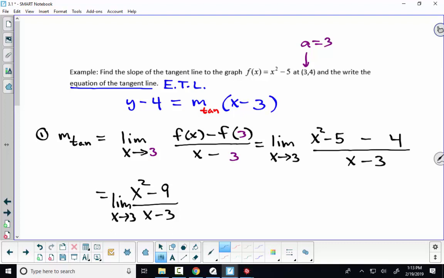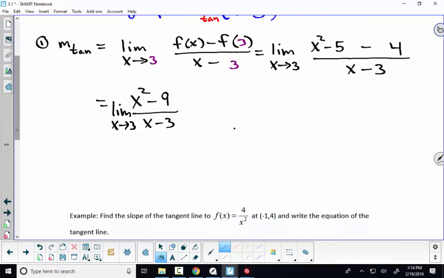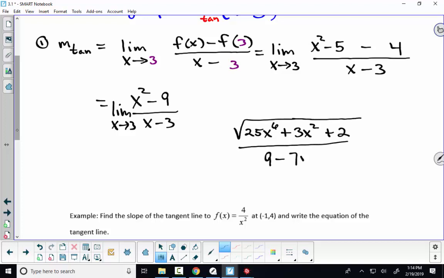And please don't get sloppy with the limit stuff. I saw that a lot on the first exam. People were writing things like the square root of 25x^6 plus 3x squared, whatever this problem was, all over 9 minus 7x. So that was the function given to us, and a lot of people were just saying, well, this is equal to the square root of 25x^6 over negative 7x.